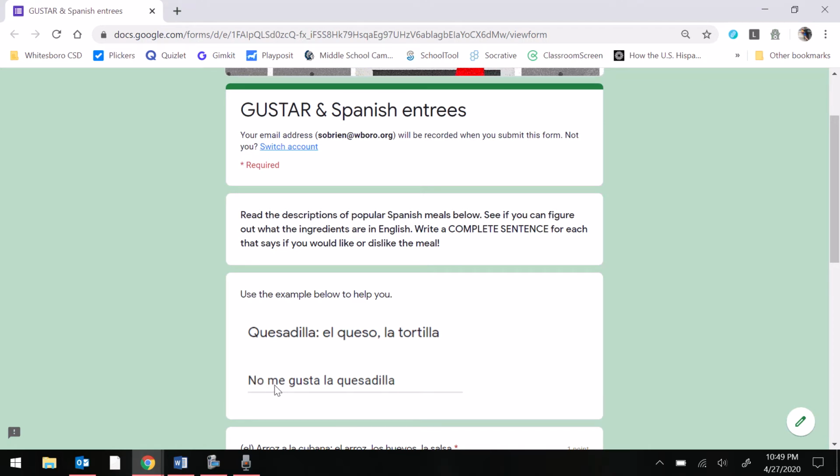Okay, please make sure you are writing in a complete sentence in Spanish. Okay, I'm looking to make sure that you can use this format correctly. All right, so don't just tell me what the ingredients are. I do not know, right? I know what they are, but I don't want to know what they are for this assignment. I want to know if you're going to like them or not like them.